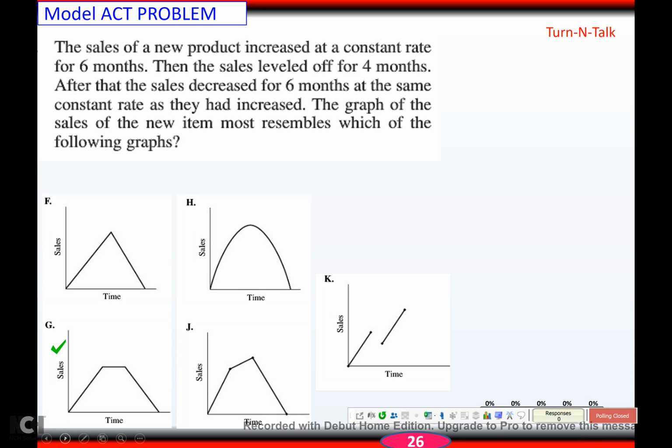All right, the sales of a new product increased at a constant rate. That means it's going up for 6 months. Then the sales leveled off. That means it's not going up or down for 4 months. And then the sales decreased for 6 months at the same constant rate as they had increased. So the same, but it's just going down, but it's going to be the same rate. Okay, so you're looking for a graph that looks like that, which is G.